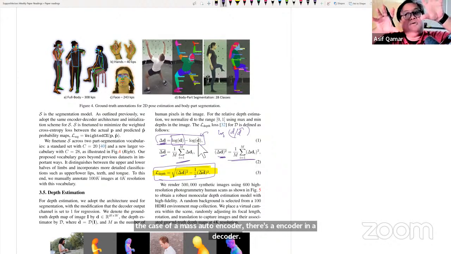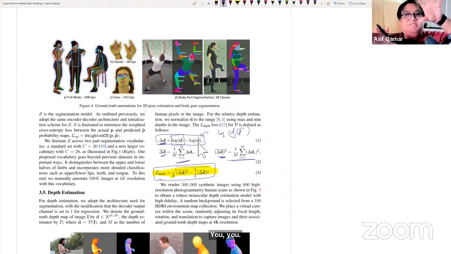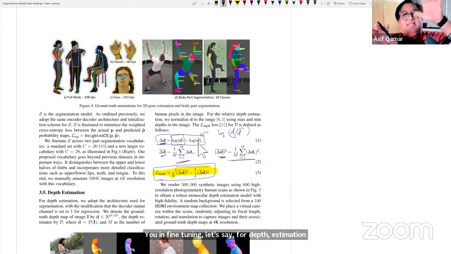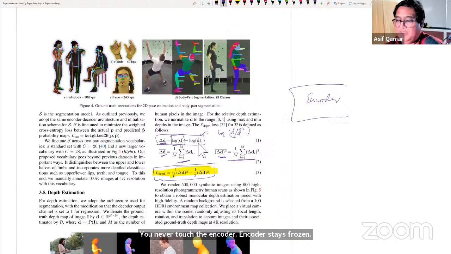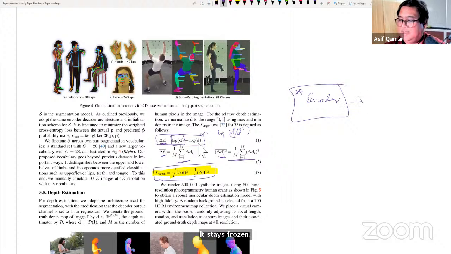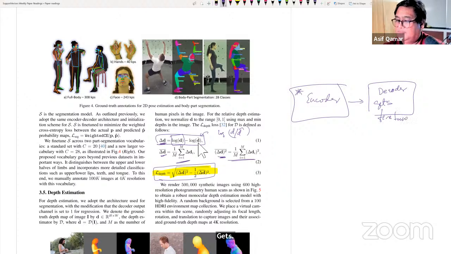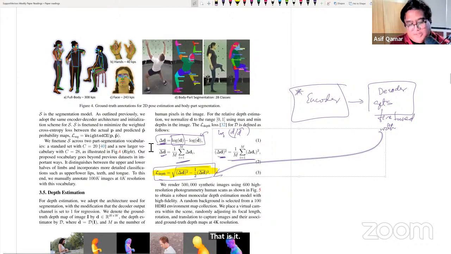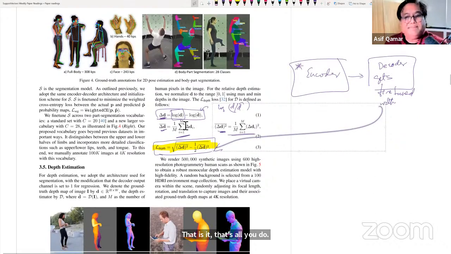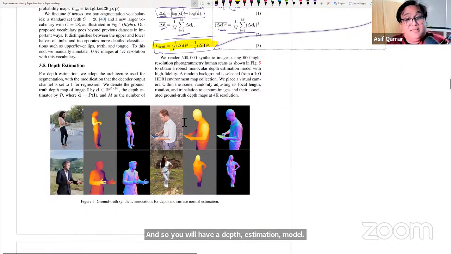In fine-tuning, let's say for depth estimation tuning, you never touch the encoder. The encoder stays frozen. This is a snowflake symbol to say it's frozen. Then only the decoder gets fine-tuned with this loss function. That is it. That's all you do. And so you will have a depth estimation model, right? And it does very well, actually, surprisingly well.